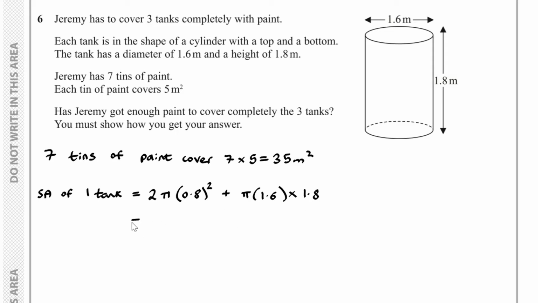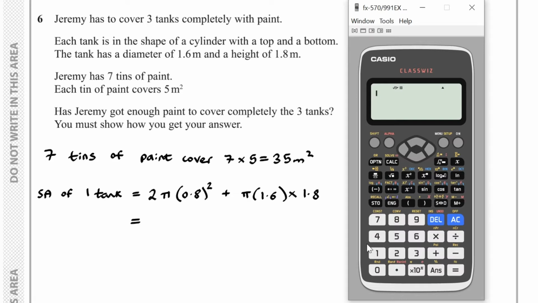And therefore, if we work all of this out, we have 2 pi multiplied by 0.8 squared plus pi lots of 1.6 lots of 1.8. It turns out we get 104 over 25 pi. So here we have 104 pi over 25 meters squared.